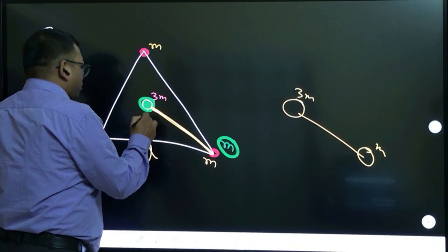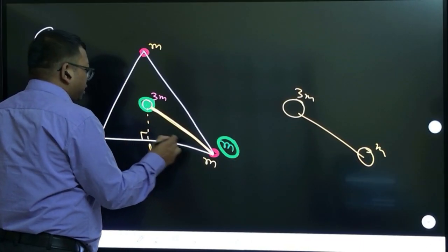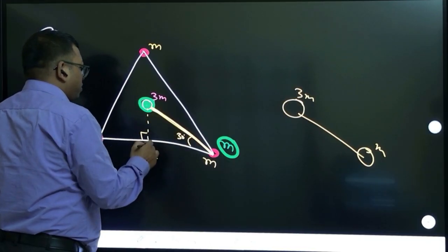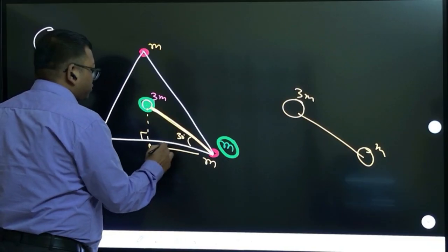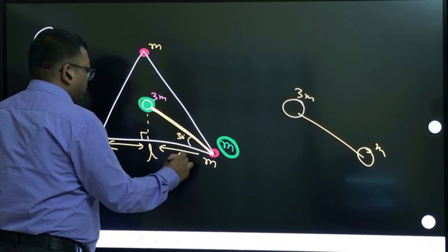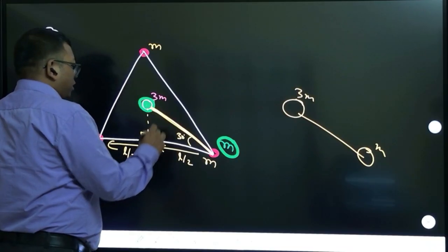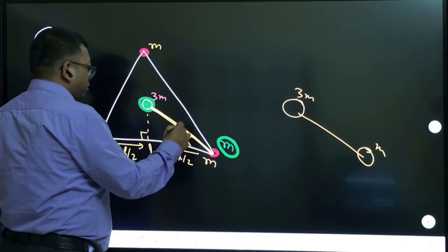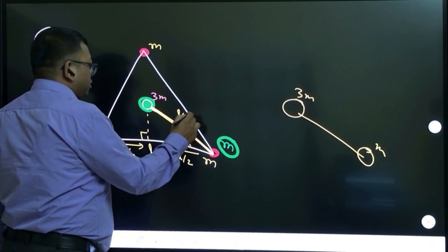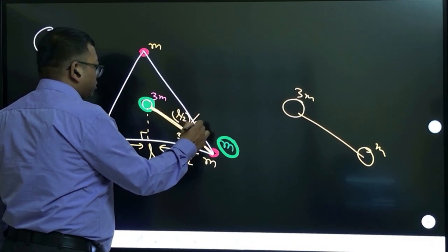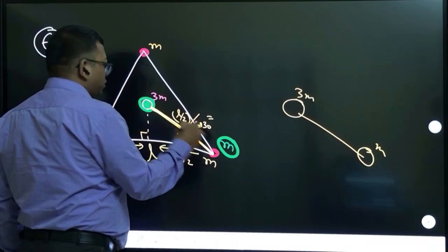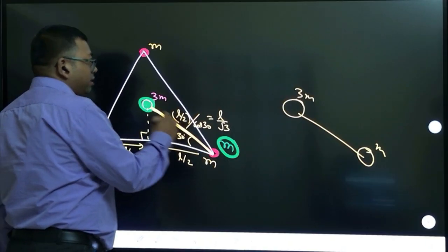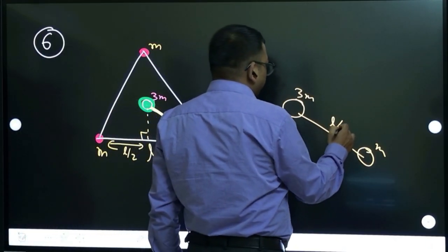Now tell me, if you drop a perpendicular here, this is 90 degrees, and by symmetry this becomes 30 degrees. You know that. So this is L by 2, definitely half and half, right? L by 2, L by 2, and then this hypotenuse you can calculate. Maybe you can use cos. So this will be L by 2 divided by cos 30 degrees. Cos 30 degrees is root 3 by 2, so this will be L by root 3. So you got this length, L by root 3.